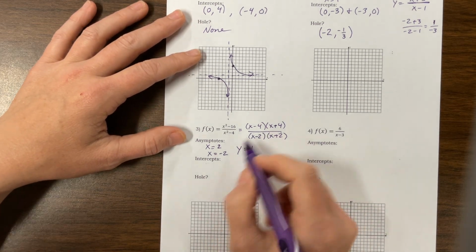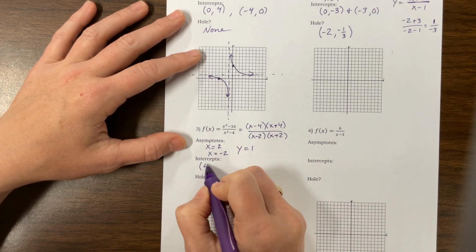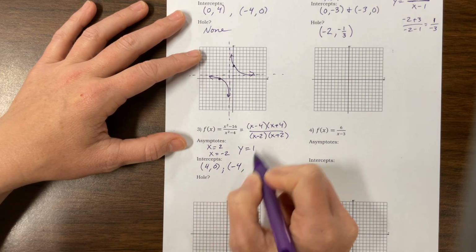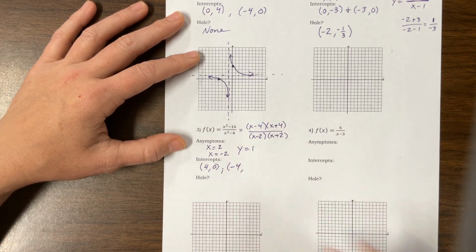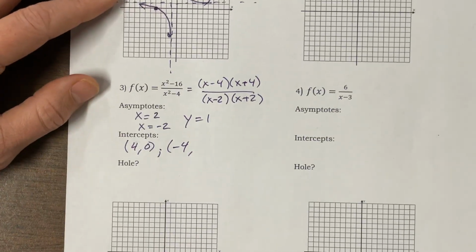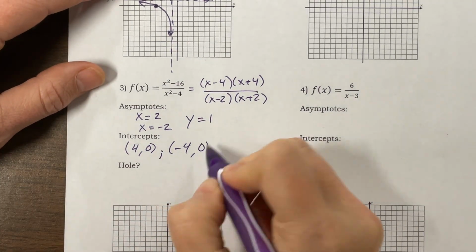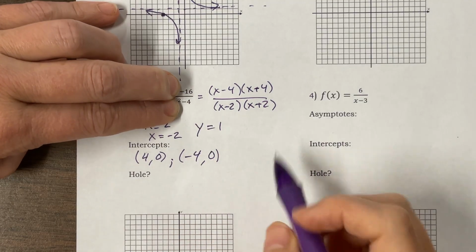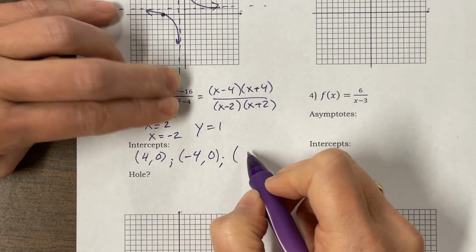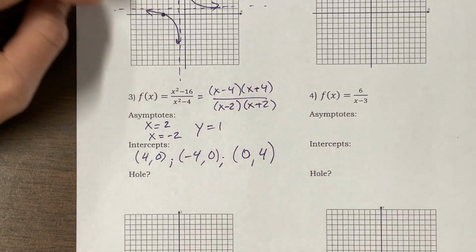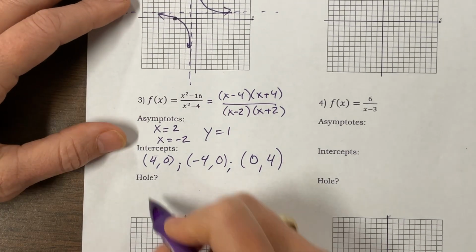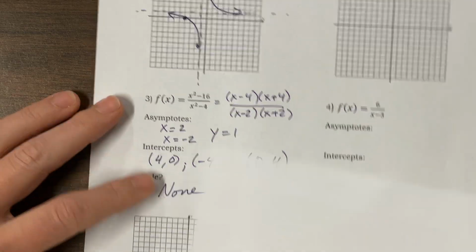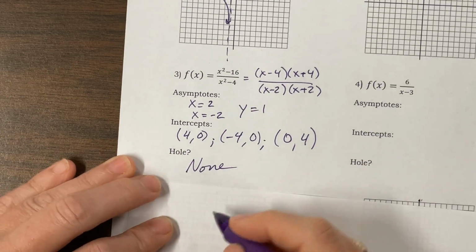My intercepts, okay, are going to be when x is 4, we have an intercept. When x is -4, when I plug in -4, this will go to 0. And then when I plug in 0 for my x's, these are gone, and I have a -16 divided by -4, which is a positive 4. So plug in 0 for x, and I get a positive 4 for y. Do I have a hole? Nope. No holes.